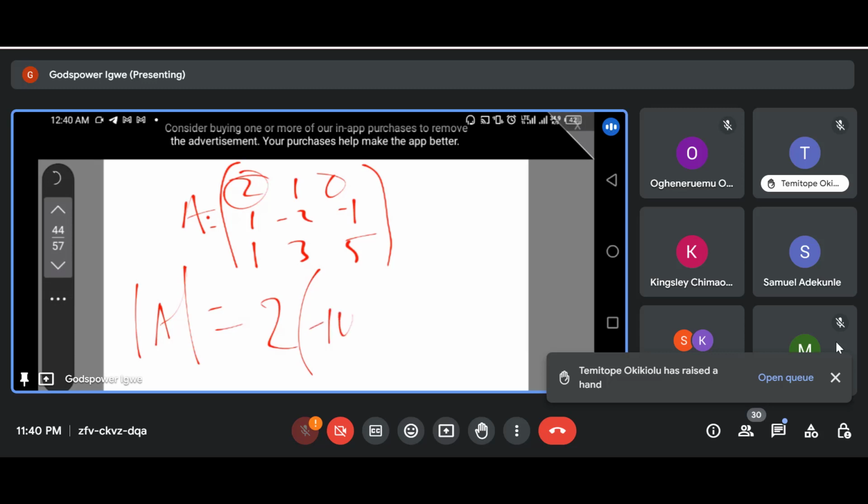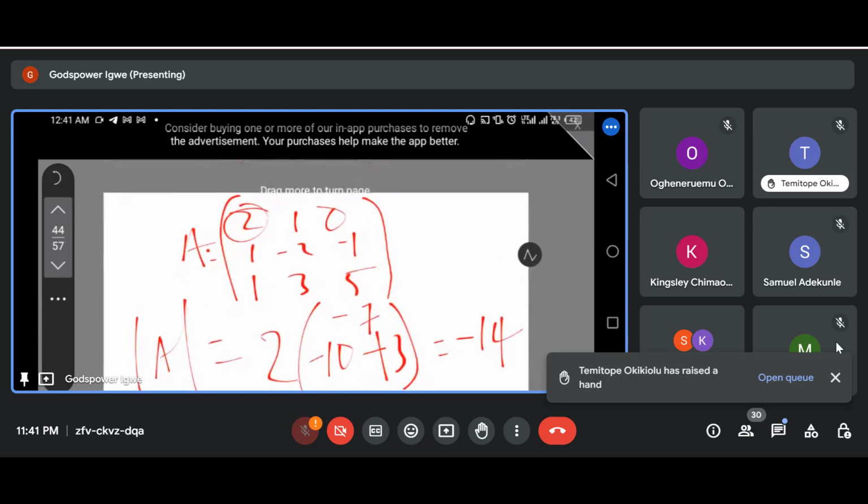Minus 2 times 5 will now be minus 10. Then 3 times minus 1 is going to give minus 3. Minus 3 with a minus in front is going to give plus 3. So this is how we managed to get this one to be minus 7. So we hold it down. If you want to complete it, this will be minus 14. Let's just finish this part.